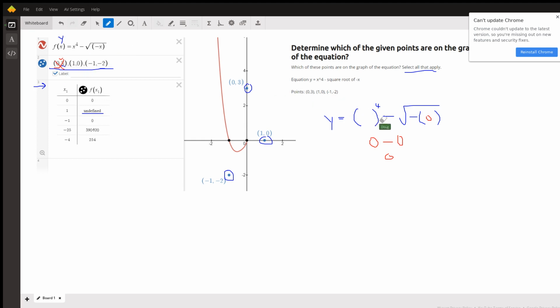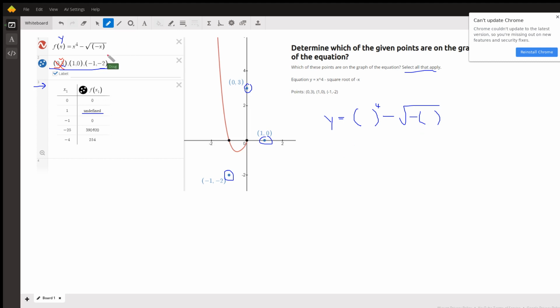If I erase these zeros and say, let's try x is 1, put 1 in for x. Well, I can see right away under the radical, I've got the square root of -1, which does not exist in the set of real numbers. So (1, -2) can't be on the graph.